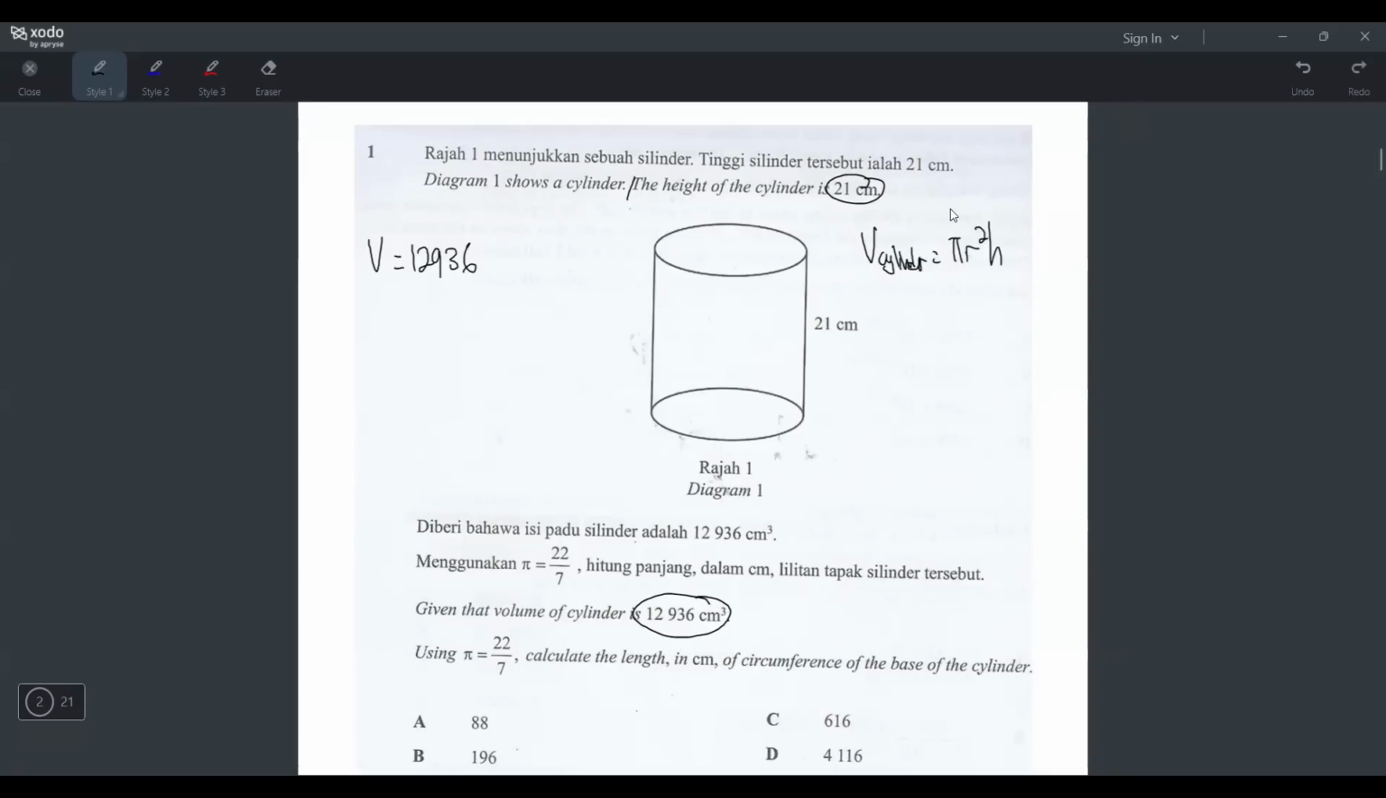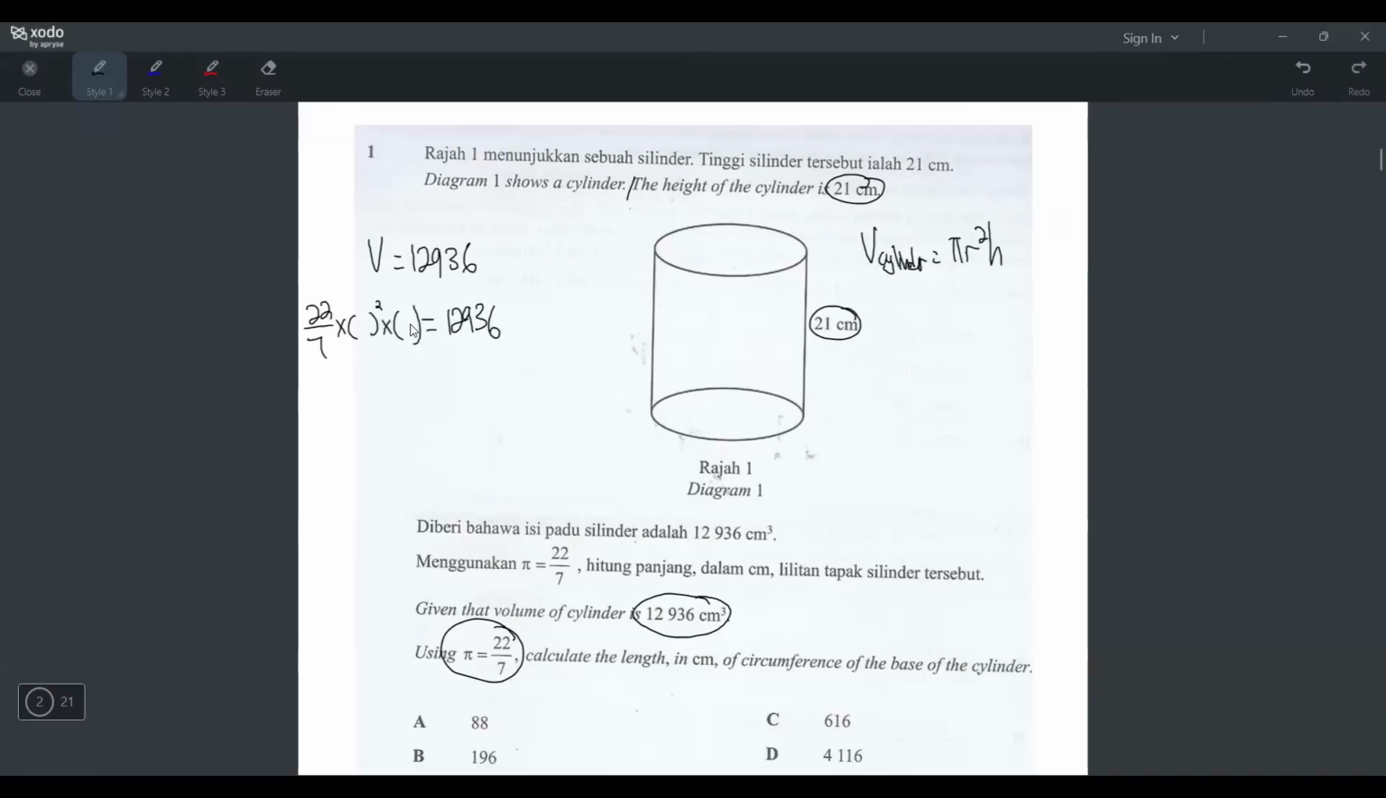Or in bahasa Melayu is pi j kuasa 2t lah. Okay, it's the same thing. R is the radius, jari. H is the height, tinggi. And you already know the tinggi is 21, right? So why not you put it in 12936. This one is pi r square h. Okay, they say use pi equals 22/7. So it'll be 22/7 times r square times h, right?